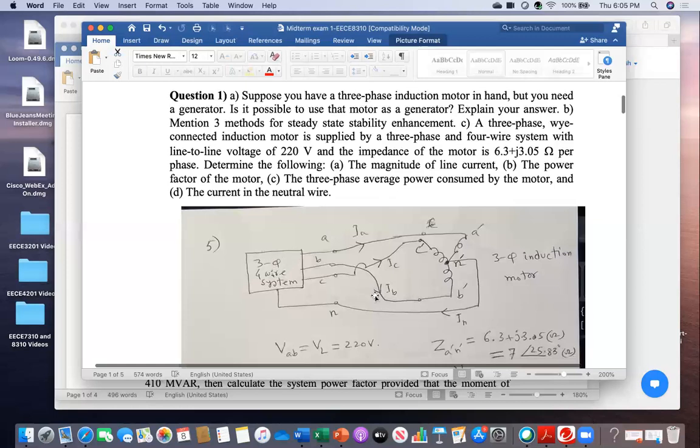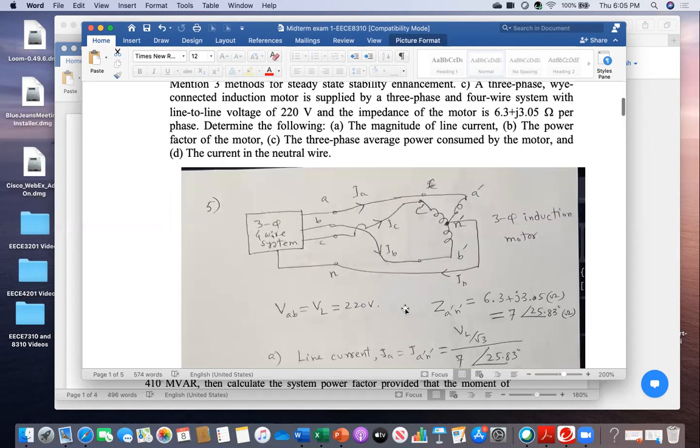This is the brief schematic, a 3-phase 4-wire system, and it is powering the 3-phase motor. This is the 3-phase motor, Y connected, and of course it has the neutral. I have connected the neutral to this 3-phase 4-wire system. 3-phase 4-wire means it also has the neutral, so I have connected both neutrals. Now the question is, find the magnitude of the line current. What is IA, IB, or IC?